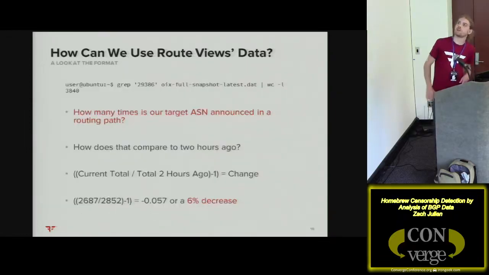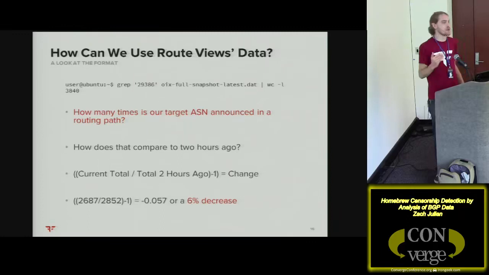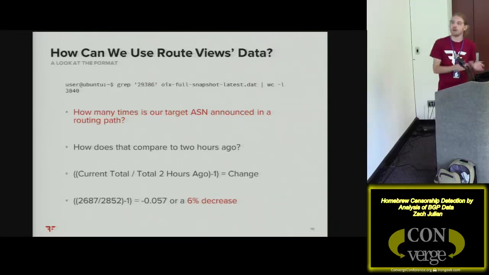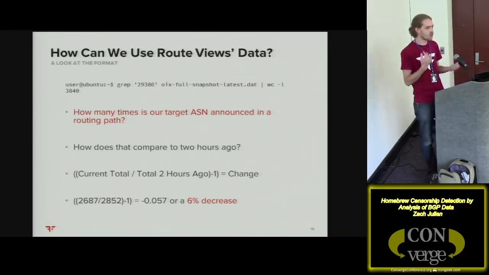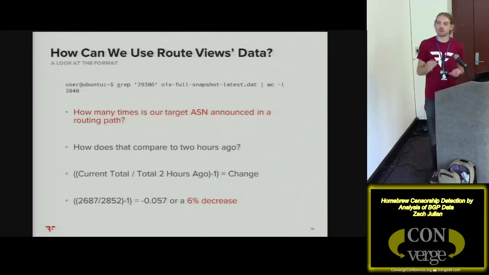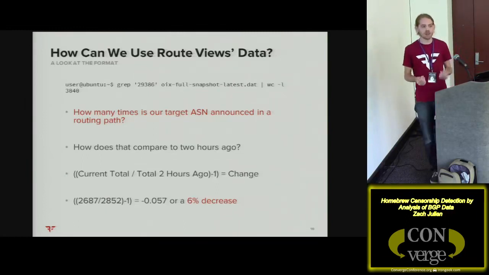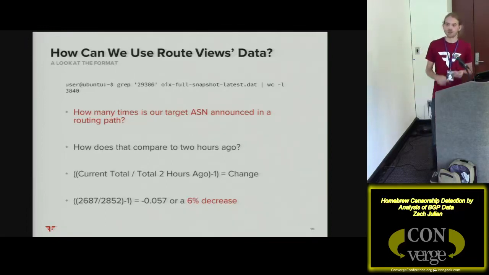So how can we use that data specifically? Again, there's our little command. How many times is this announced in a routing path from these 2 hours? And how does that compare to the data that was released by RouteViews 2 hours ago? Just some really easy math here: current total divided by the total from 2 hours ago, minus 1, and that equals our change as a percent. So let's say in this instance we get a 6% decrease. Now this doesn't necessarily mean there's 6% less routability, but using this metric we are able to say there's a 25 or a 50 or especially a minus 100% decrease. In that case we can definitely be confident that there's been some sort of connection issue or something radical has changed as far as how those routes are configured.